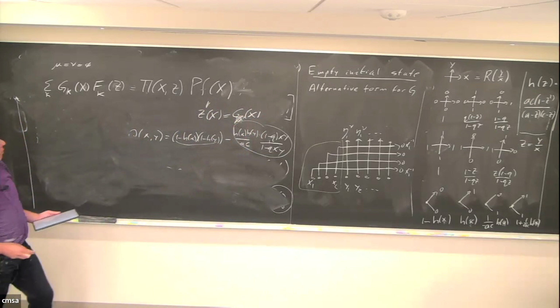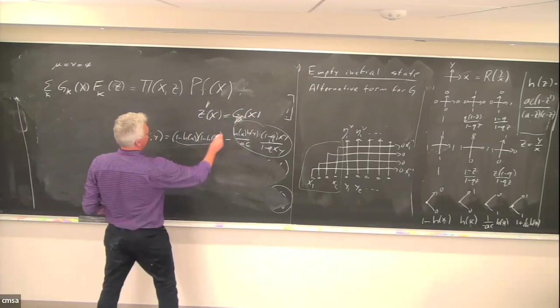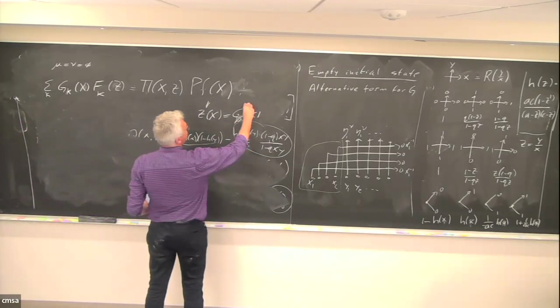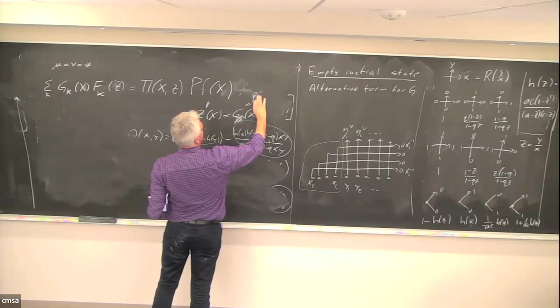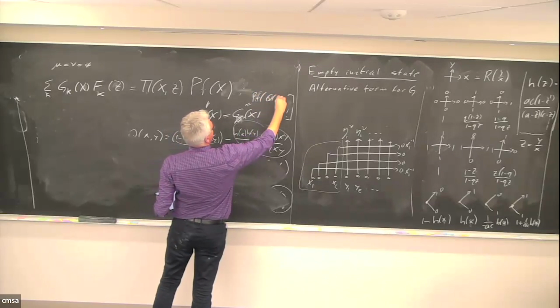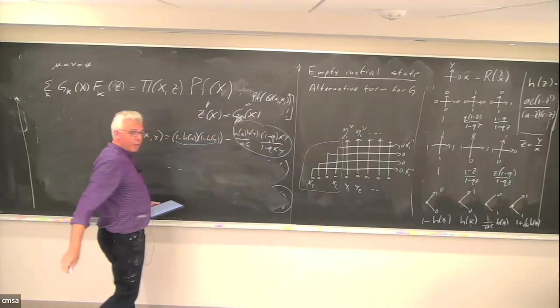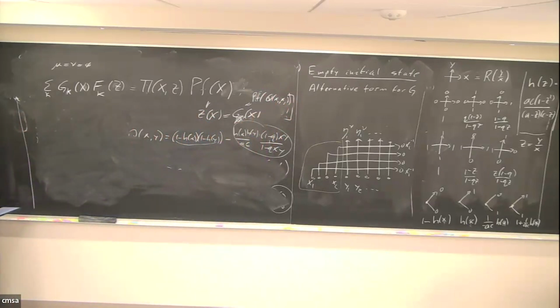Isn't there a Q in there? And this is an alphabet. So this is the Pfaffian of Q, x_i, x_j. But the x_i, x_j are taken out of the alphabet X. Yeah, sorry.